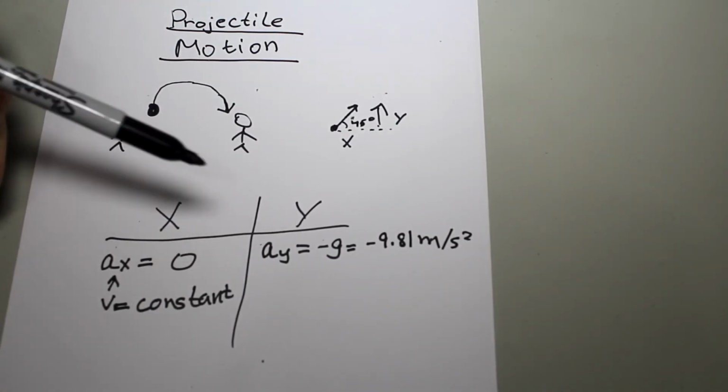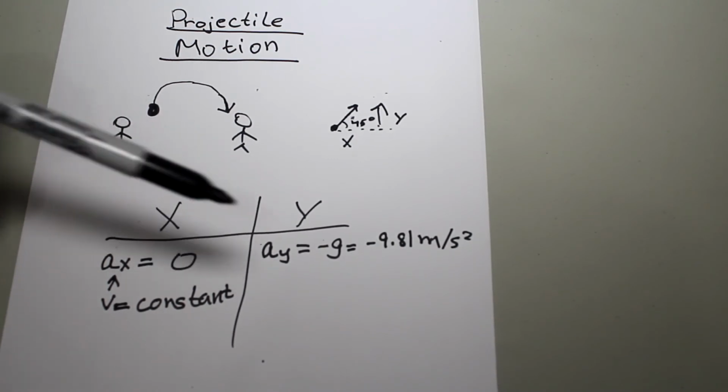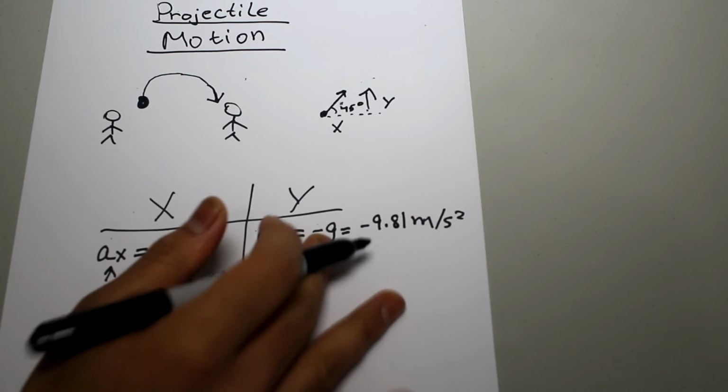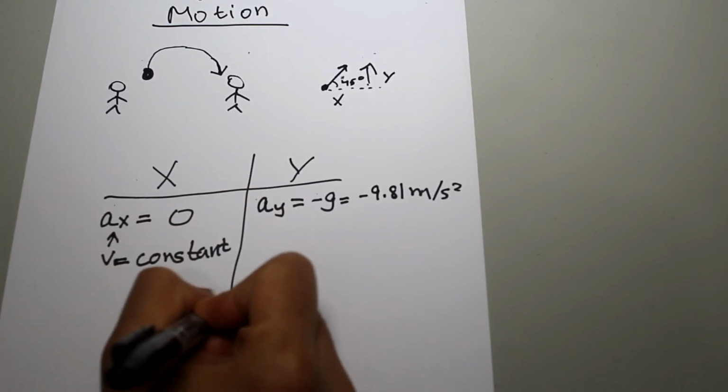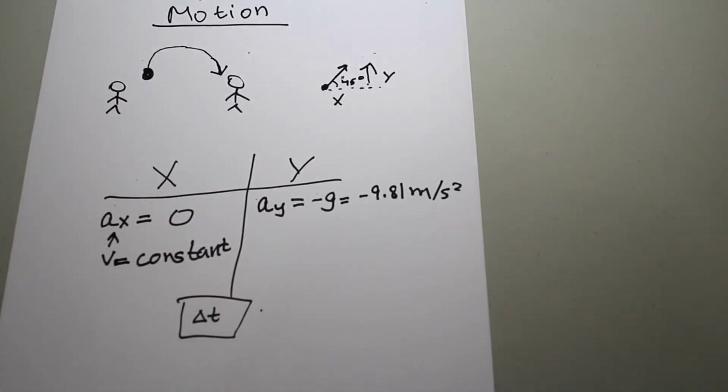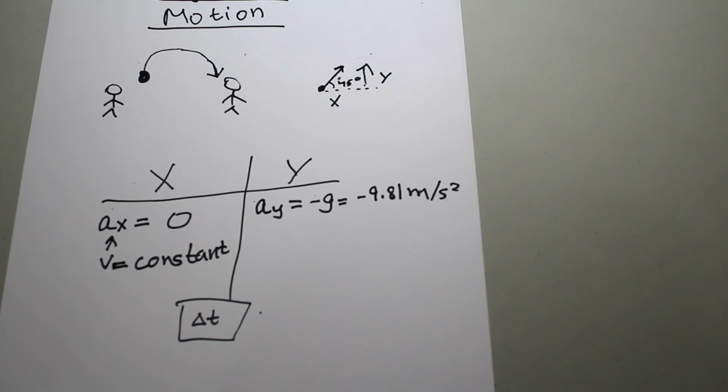On the test, most of the time you will not be told. You have to know that objects in free fall have an acceleration of negative g, which is negative 9.81 meters per second squared. Always remember that. And what connects the x and y components is the time. Delta t is a scalar quantity, and it connects the x and y components. If an object is traveling solely in the x direction, then there is no velocity in the y direction, and vice versa is also true. It's very important to remember that.